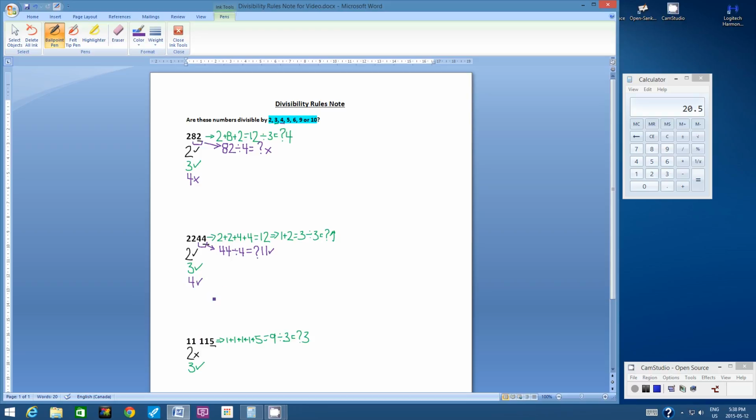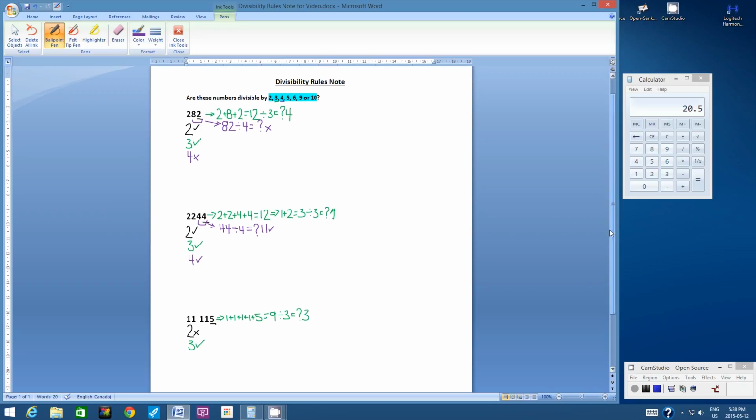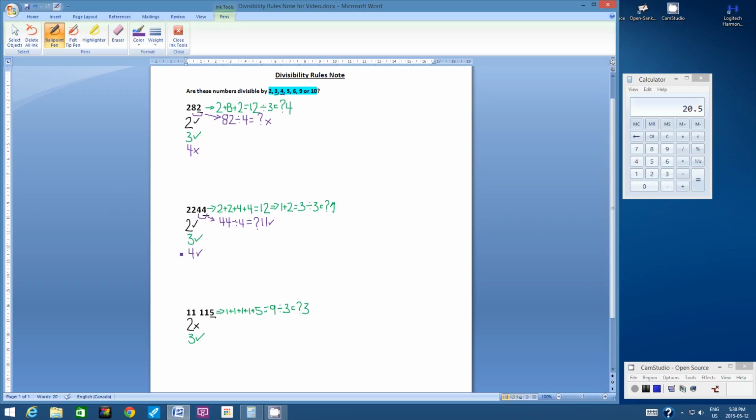Let's look at the last example. Let me scroll down a little bit here. Again, the divisibility rule for 4 is we look at the last two numbers. The last two numbers in this number are 15. Is 15 divisible by 4? No, it is not. So this number is not divisible by 4. You've got the divisibility rule for 4 written down. Let's go to the next one.